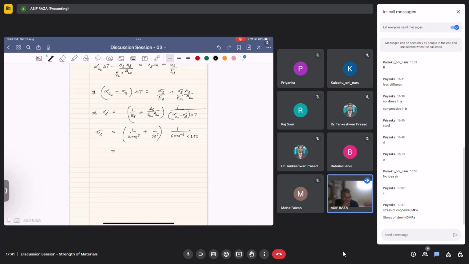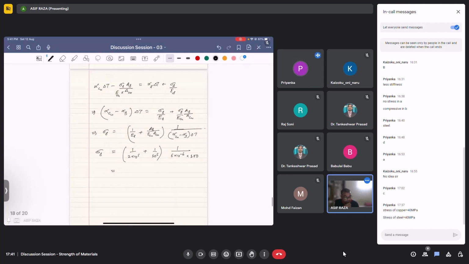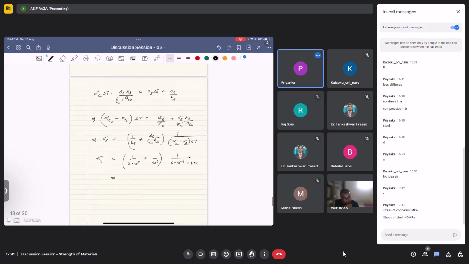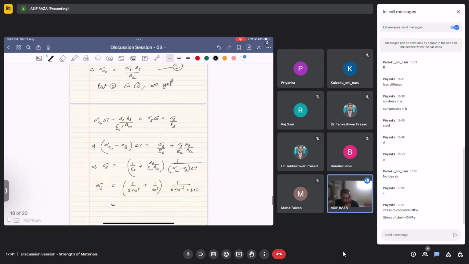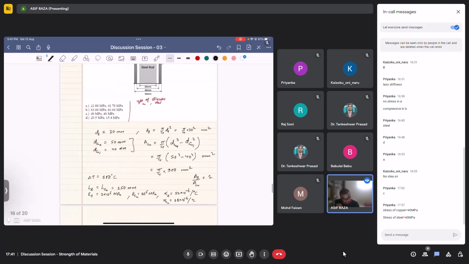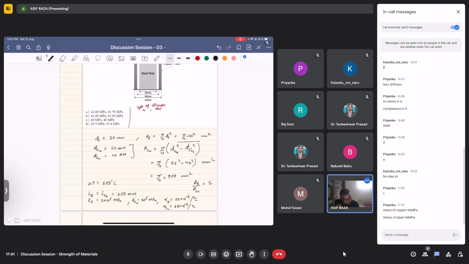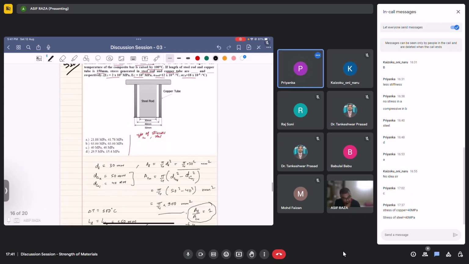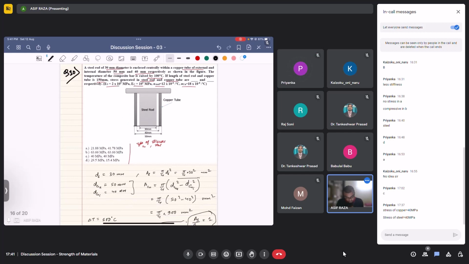So this would be equal to 1 by 2 plus, AS upon ACU would be equal to 1, pi by 4 times 900, and this was also pi by 4 times 900. So AS upon ACU is equal to 1. Sorry, my mistake. Yeah, no problem.